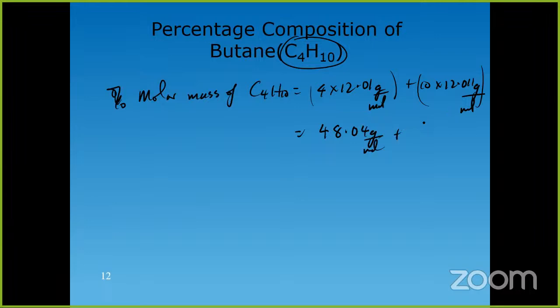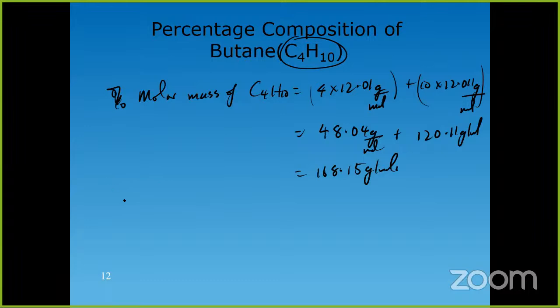And we add that to this, which should be 120.11 grams per mole. And then we add that to the 48.04, and that gives you 168 point, how many? Okay, 15 grams per mole, all right? So that's the molar mass of butane.